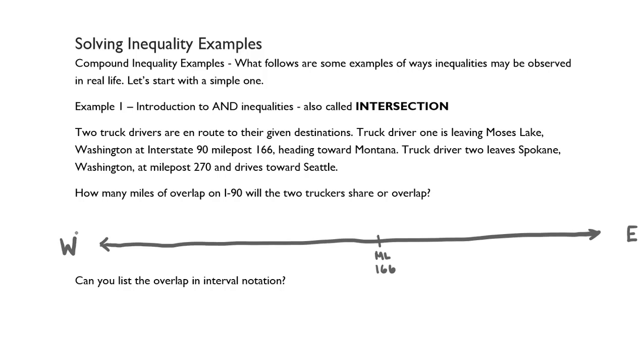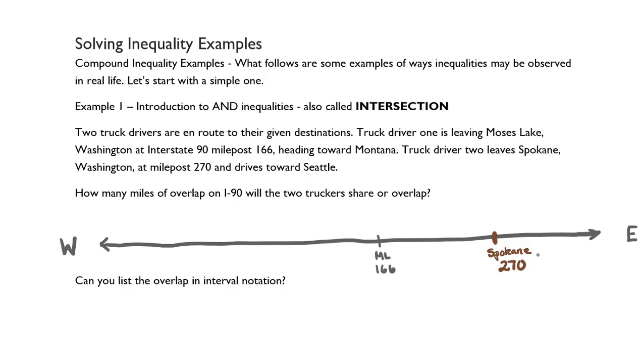Now, truck driver 2 leaves Spokane, Washington at milepost 270. This is helpful even if you're not super familiar with Washington State because we know that Spokane has to be further east than Moses Lake. It can't be toward the west because if you've traveled I-90, you know that as you head toward the west, the milepost numbers get smaller. So this is Spokane, and this is at milepost 270.